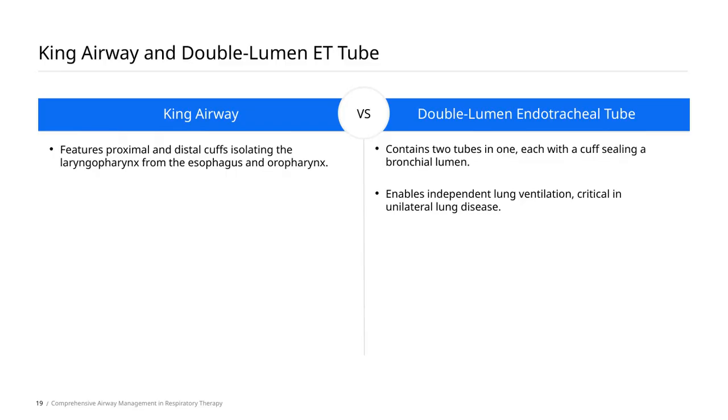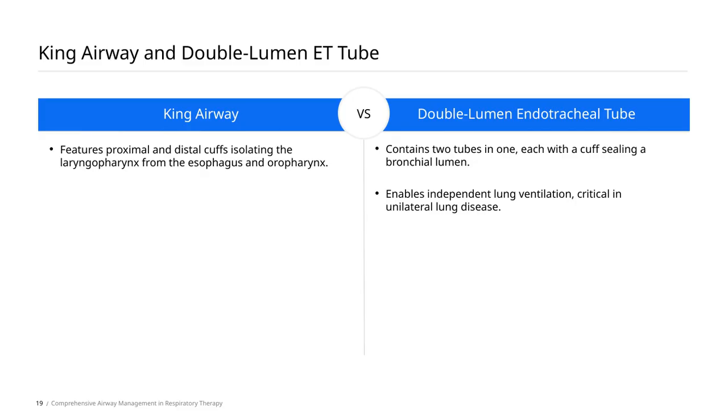Let's take a closer look at the King Airway and the double-lumen ET tube. These devices are essential tools in comprehensive airway management within respiratory therapy. On this slide, you'll notice that the double-lumen endotracheal tube contains two tubes in one. Each of these tubes has a cuff that seals a bronchial lumen, which is key for isolating each lung. This setup allows for independent lung ventilation, which is especially critical when dealing with unilateral lung disease. It helps prevent cross-contamination and ensures targeted ventilation.